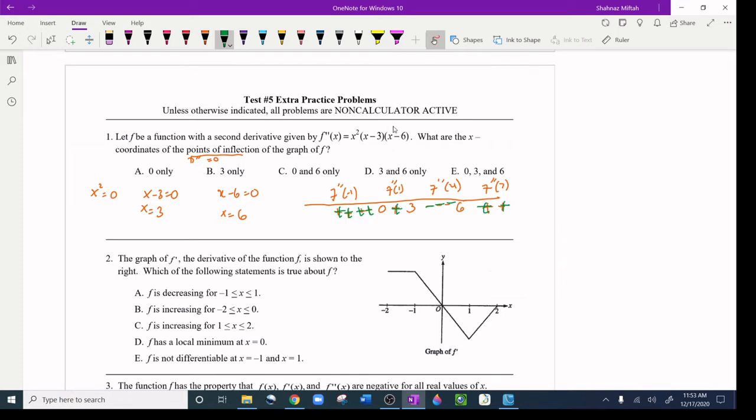I'm plugging in double prime, which is right here, so I can clearly see which one is my point of inflection. 0 is not my point of inflection because the concavity is not changing. This is concave up. This is also concave up. So 3 is, this is concave down and this is concave up. So 3 and 6 are my points of inflection, because at 3 my concavity changes from concave up to concave down. 6 is changing concave down to concave up. So 3 and 6 are my point of inflection. So the answer is okay.